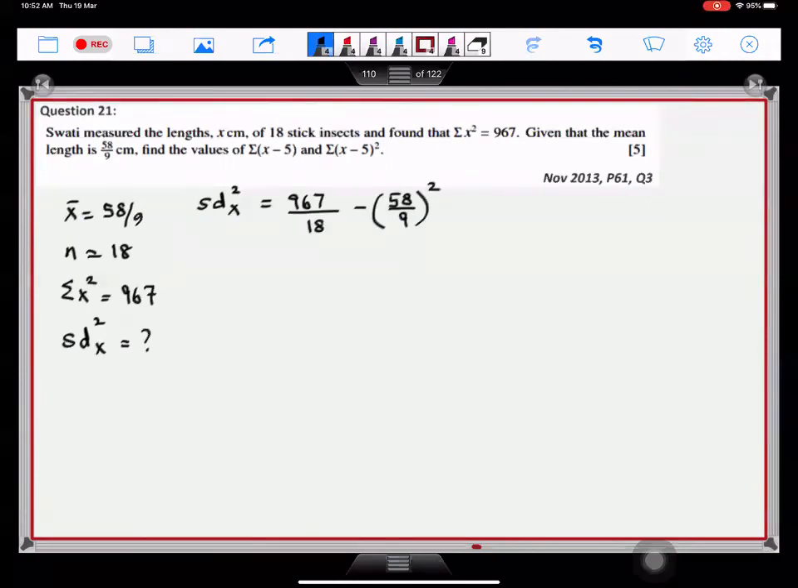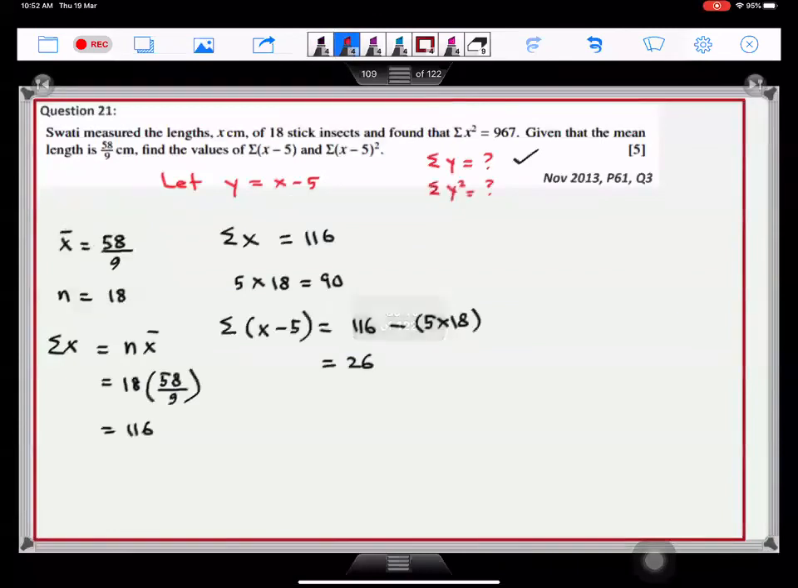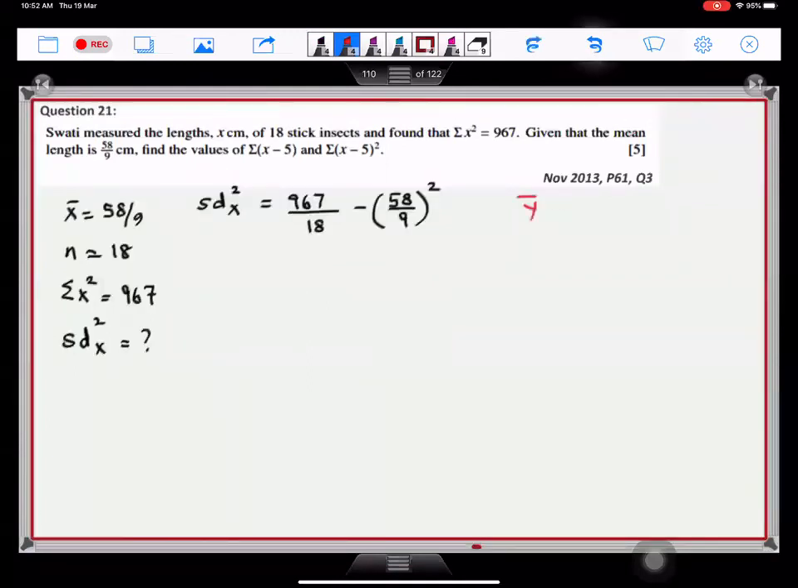If I am talking about y, do I have y bar? Can I calculate y bar? Yes, I can. Sigma x minus 5 is 26. So for calculation of y bar, I have sigma y, which is 26. I have number, which is 18. So y bar is 26 over 18. Done.